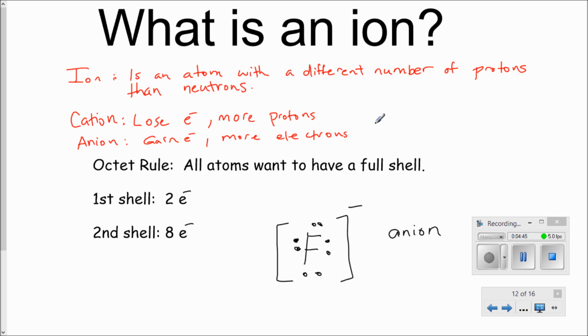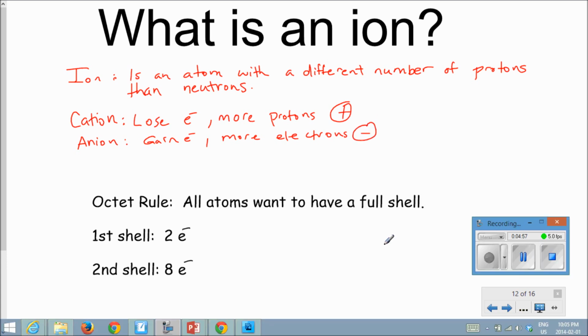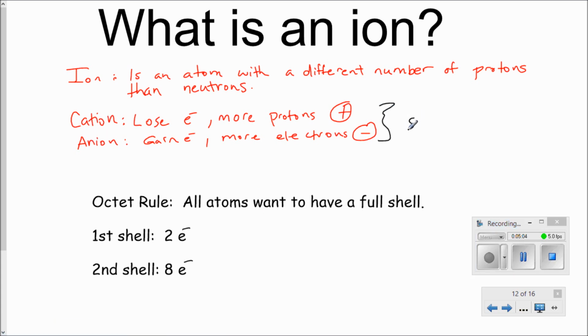So the moral of the story is that if you lose electrons, you have more protons, that means you are positive. A positive ion is a cation. If you gain electrons, you have more electrons, that's a negative ion. Atoms gain or lose electrons to become cations or anions because these are stable. Even though they are not neutral, they are stable, because they have a full shell. The first shell likes to hold 2, the second shell likes to hold 8.